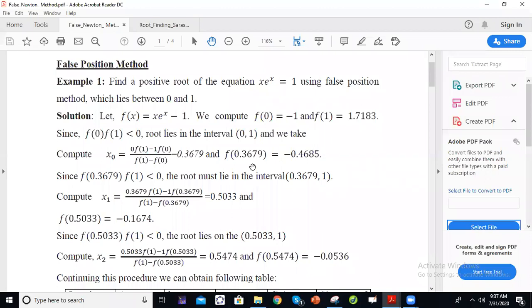Okay, listen carefully. For x naught, we have a and b. We find f of a and f of b. They are of opposite sign, so the root lies between 0 and 1. For the first approximate solution x naught, we find 0.3679 from the false position method. f of 0.3679 is not equal to 0, which means this is not the root.